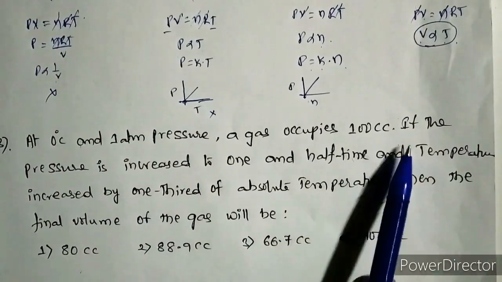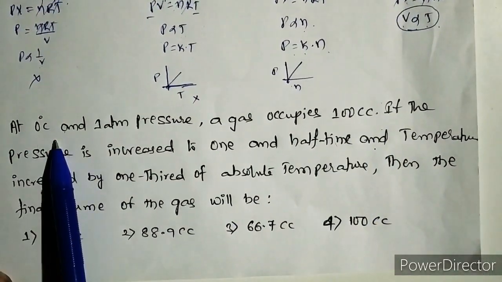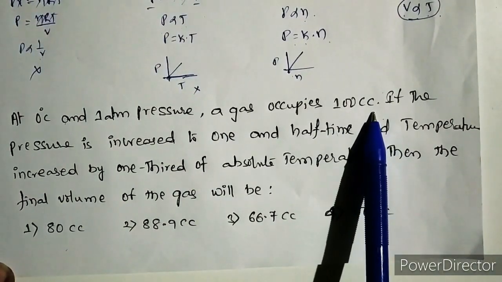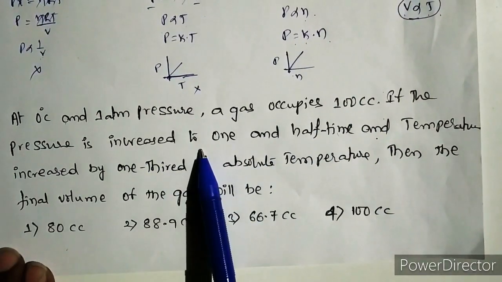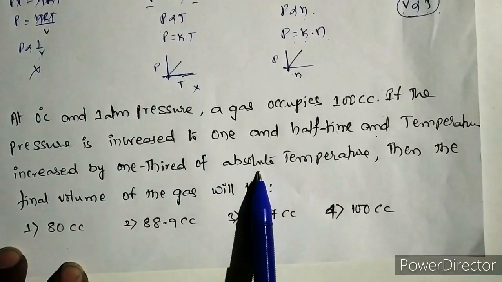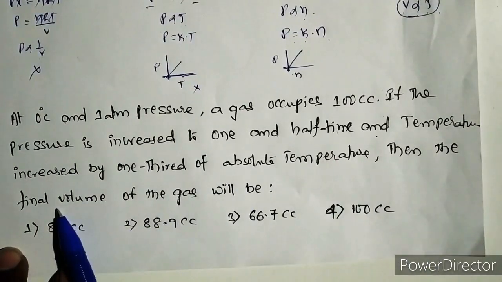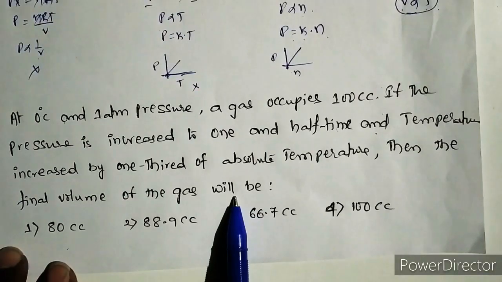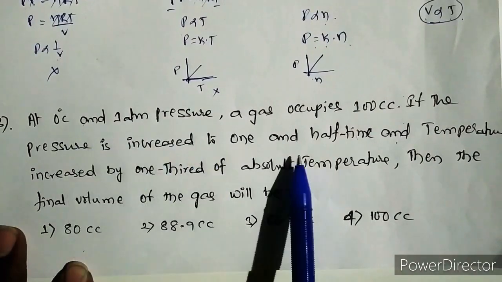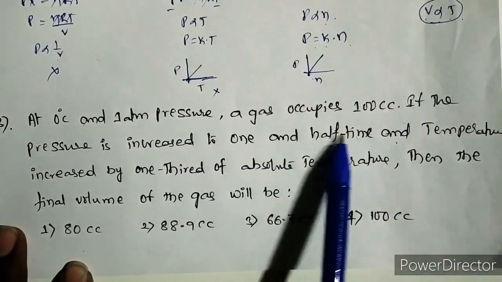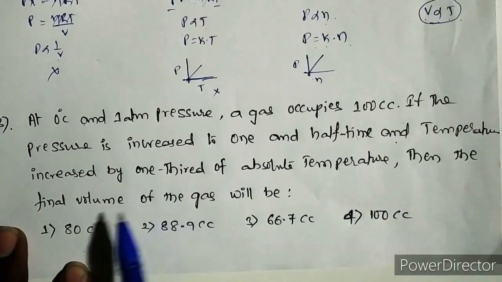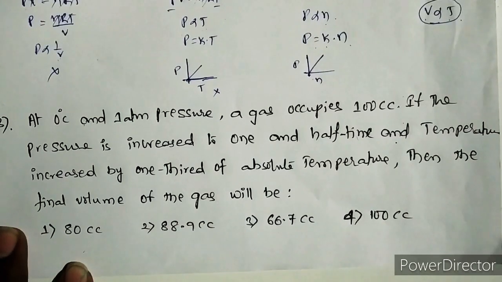Now the third question, look at this. At 0 degree centigrade and 1 atmospheric pressure, a gas occupies 100 cm cube. If the pressure is increased to 1.5 times and the temperature is increased by 1/3 of the absolute temperature, then the final volume of the gas will be. Initial volume, initial pressure and initial temperature are given. What is changing? Pressure is increasing to 1.5 times and temperature is increased by 1/3 of the initial absolute temperature. Then what is the final value? So your options are these.